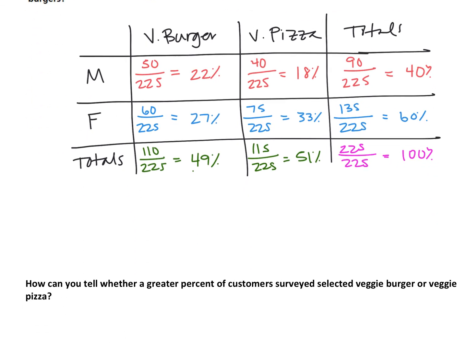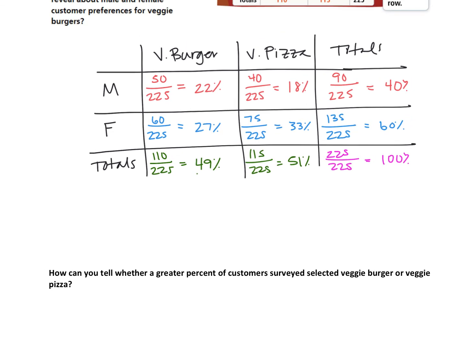All right, and then just one more question. How can you tell whether a greater percent of customers surveyed selected veggie burgers or veggie pizza? So we look at our marginal frequencies. That's the margins along the edge here. These give our percentages of males and females, and these down here will give the percentages of veggie burgers and veggie pizza.